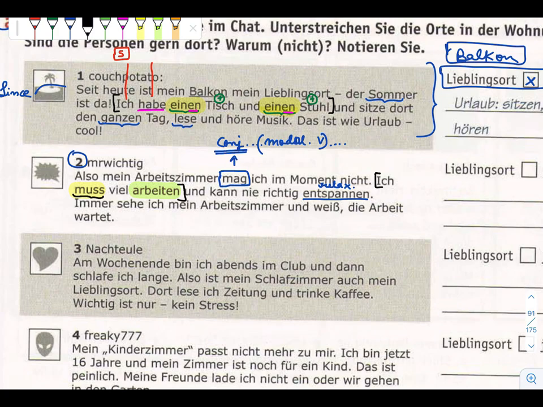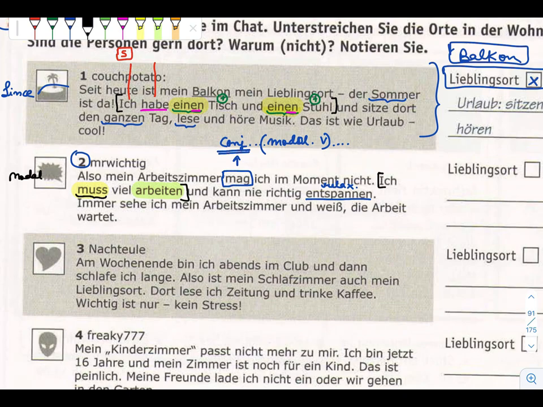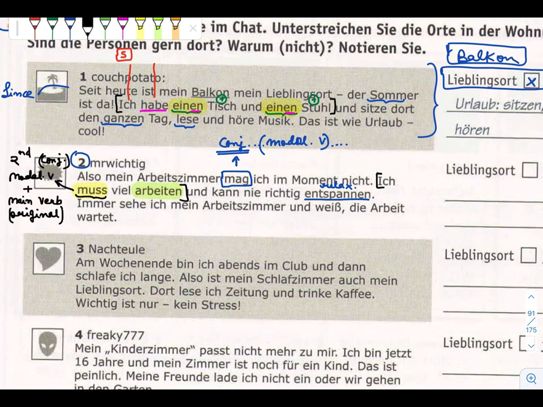Here we can see again our modal verb. This is the sentence structure of modal verb plus main verb. Yes, again the modal verb in second position in conjugated form, and the main verb in original form. And we can see here, muss in second place in conjugated form, and arbeiten in its original form, the main verb.